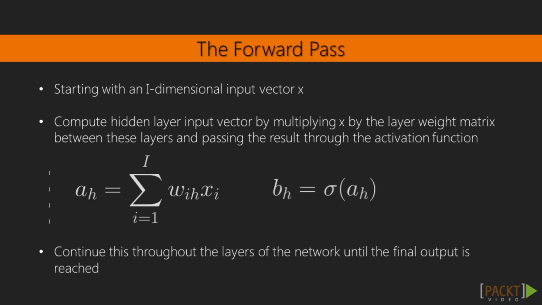The forward pass refers to the process by which a feed-forward neural network produces an output prediction from an input vector. The process begins at the input layer. The input vector is multiplied by the weight matrix, which contains the weights between the input layer and the first hidden layer. The resulting vector is passed through the activation function in an element-wise manner. The result is then used as the input for the next layer of the network, and the process is repeated until the final layer is reached and the final predicted output is obtained.